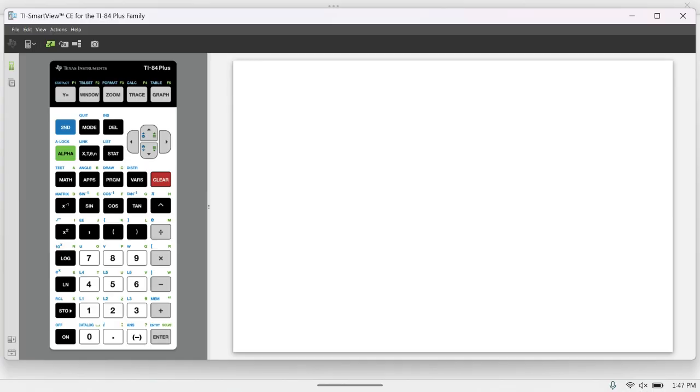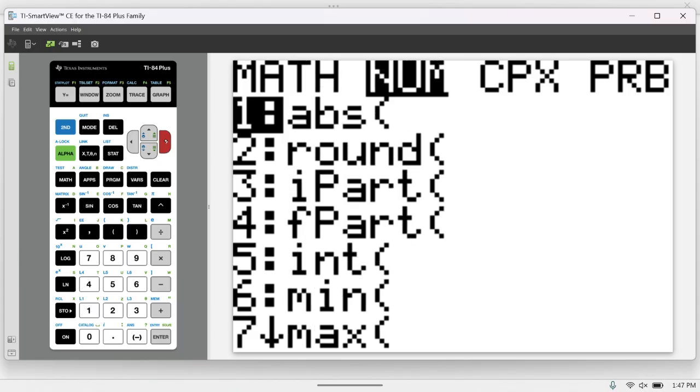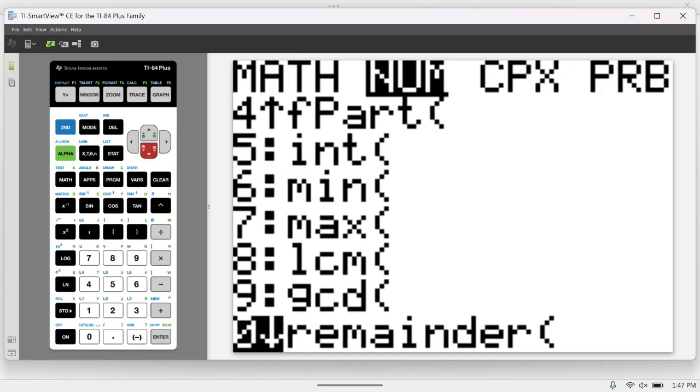So if you hit the math key, which is right underneath the green alpha key, then you hit the right arrow key to hover over num. And you scroll down using the down arrow key until you see GCD, which should be at 9. GCD stands for greatest common denominator. It's the same thing as a GCF. And then you hit enter.